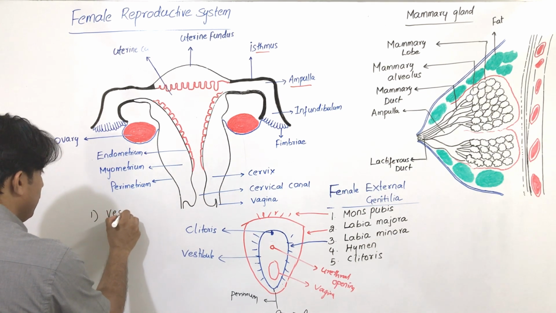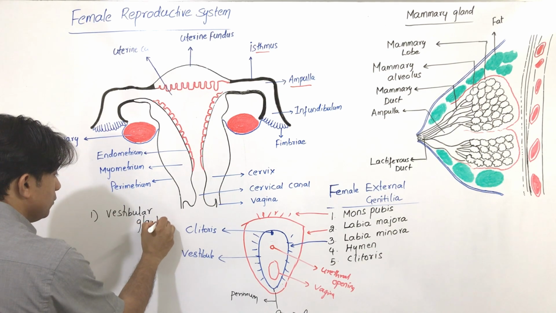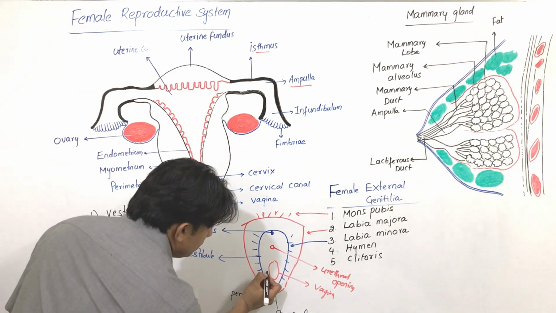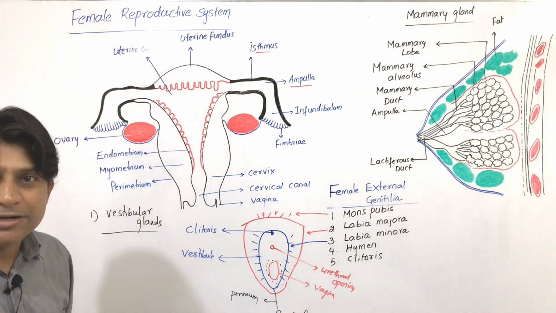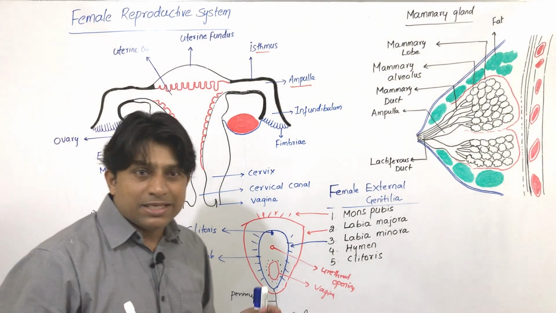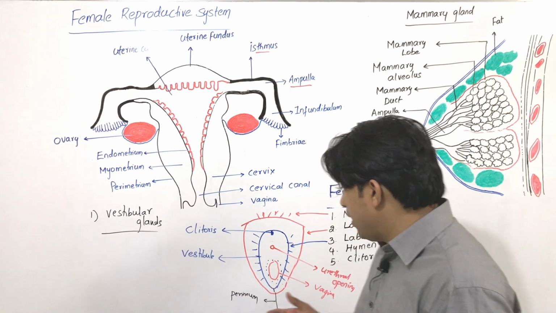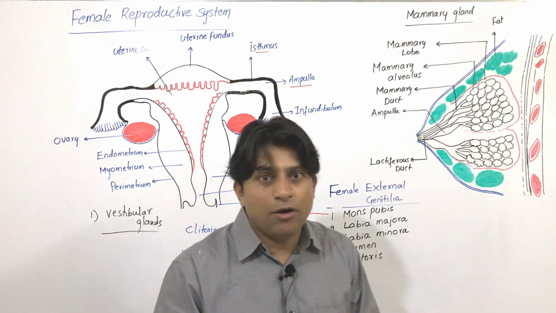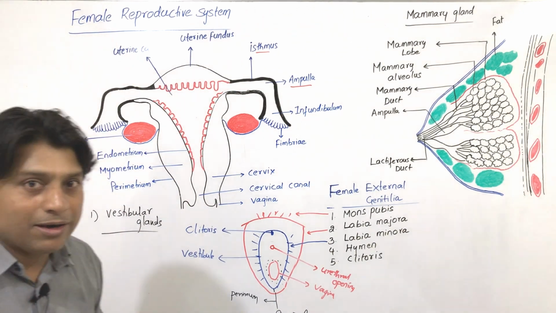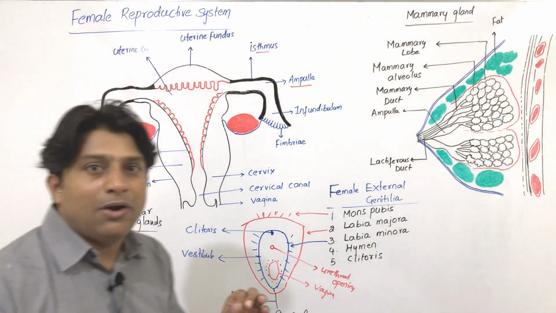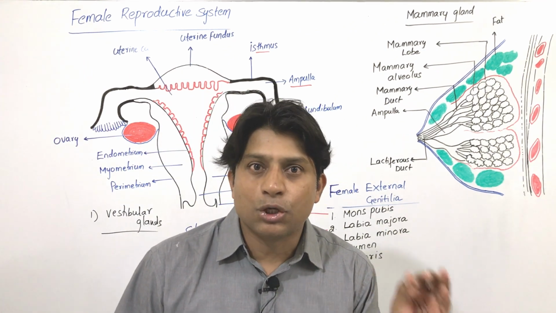In the female reproductive system, we have glands which include vestibular glands. Vestibular glands are present on the sides of the vagina, surrounding the vagina, and these vestibular gland secretions are alkaline in nature and are comparable to the bulbourethral or Cowper's glands of male.